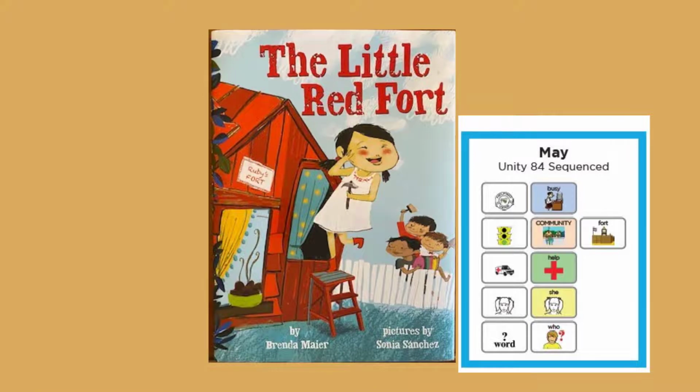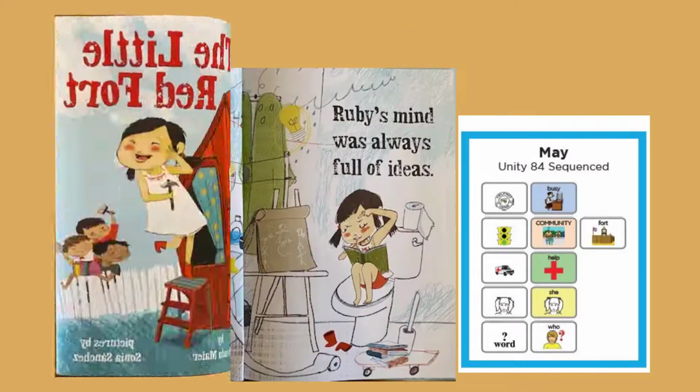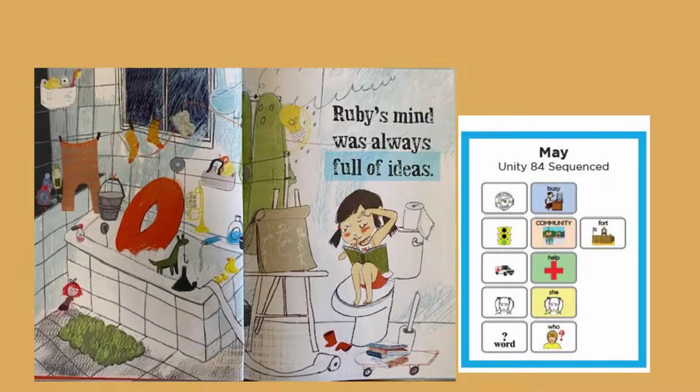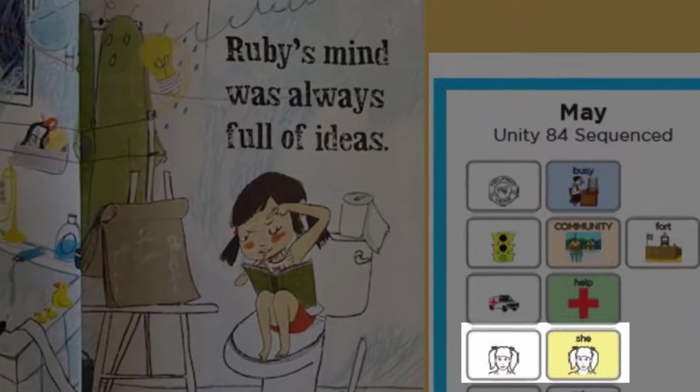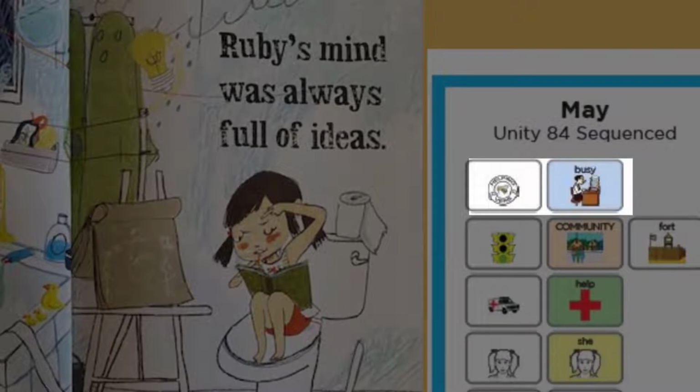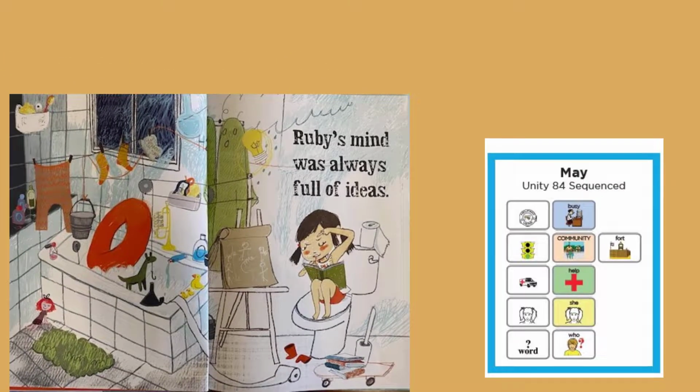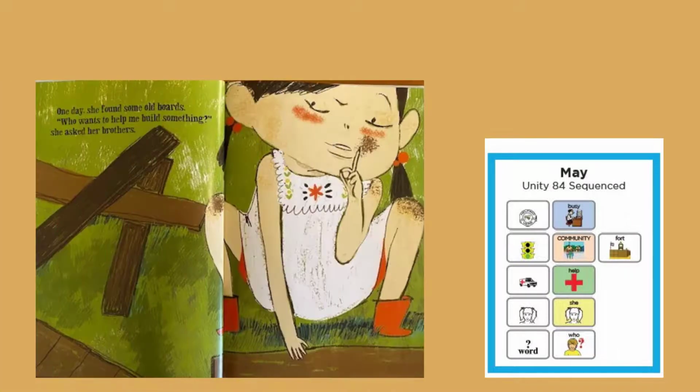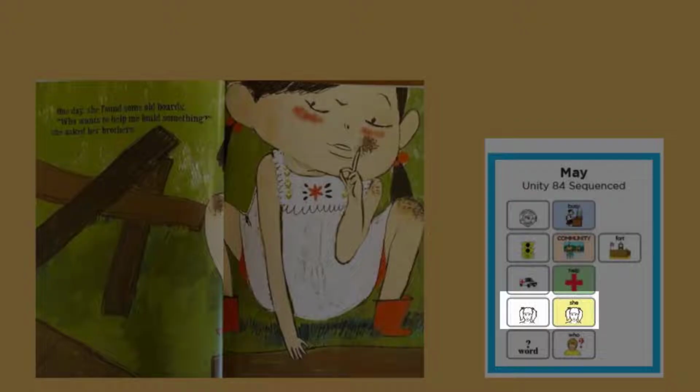The Little Red Fort. Ruby's mind was always full of ideas. There's a lot of stuff in her bathroom. She looks really busy drawing something. One day she found some old boards. "Who wants to help me build something?" she asked her brothers. So she is going to build something, and she wants to know who can help her.